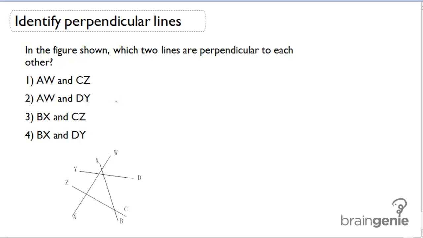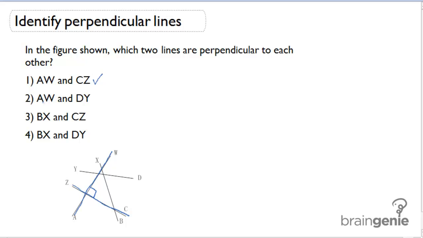So in the first answer choice, AW and CZ, let's see if these are perpendicular lines. If we look, AW is right here. I'll trace it in blue so you can see it. And CZ is right here. And if we look here, these lines do intersect to form a right angle, which means they are going to be perpendicular.